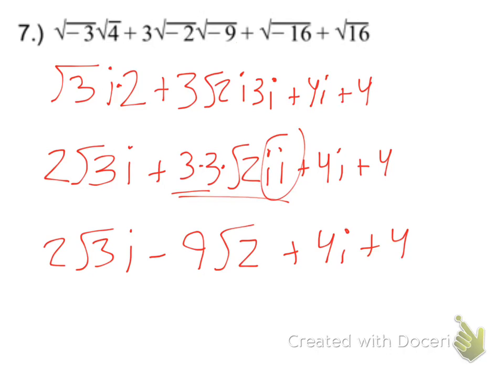So, we are not done with this problem. This problem, guys, needs to be written in complex standard form. Complex standard form is what again? a plus bi, so I'm going to write that off to the side here. I'll change the colors for you. It's a plus bi.